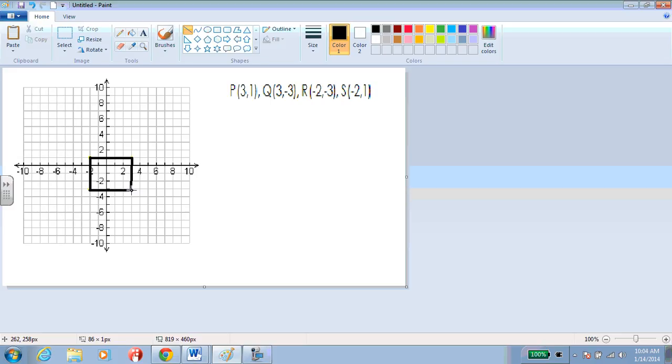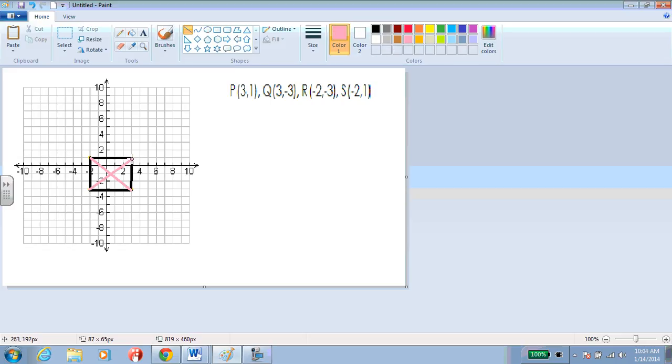Now, there are several ways that we could prove that a figure is a rectangle. We could measure all the sides, and then find all the slopes of all of the angles. But it might be more efficient to follow the theorem that we just learned that states that if the diagonals of a parallelogram are congruent, then the parallelogram is a rectangle.